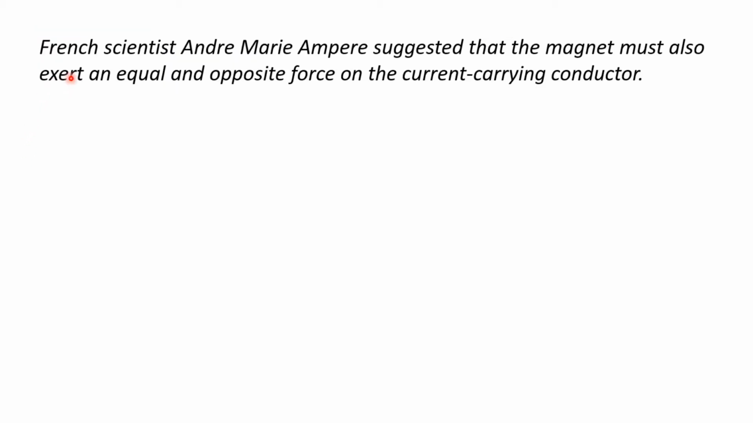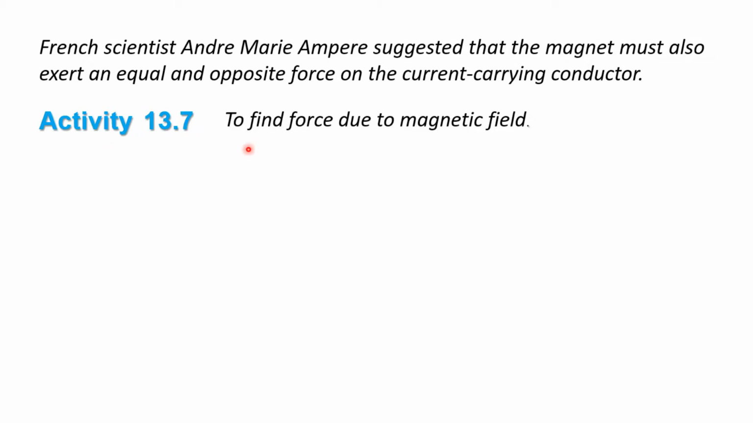The famous French scientist André-Marie Ampère suggested that a magnet must also exert an equal and opposite force on the current carrying conductor. We had seen that when current passes through the conductor, a magnetic field is created, and this magnetic field will create a force on the magnet. So here the magnet will also exert a force on this current carrying conductor. For this, let us see one activity. It is to find the force due to magnetic field.